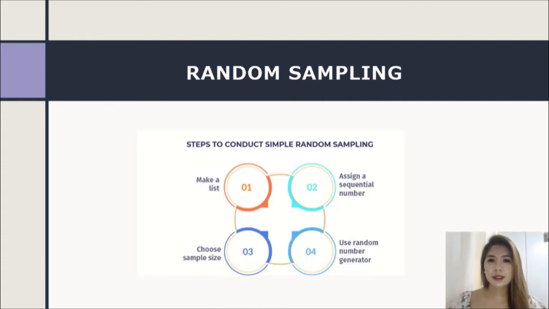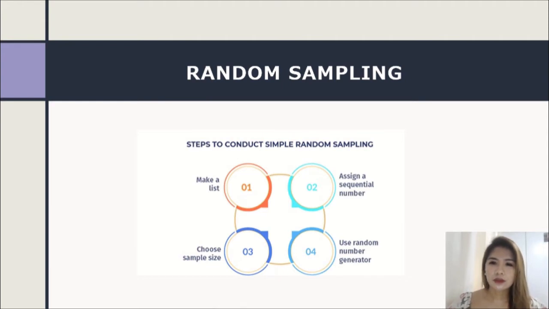So here are the steps to conduct simple random sampling. Number one, make a list. So let's make an example. You will make a list of all the employees working in the organization. For example, there are 500 employees in the organization, so the record must contain 500 names.